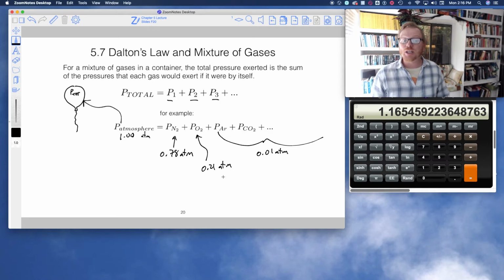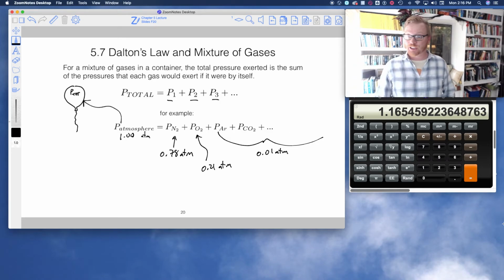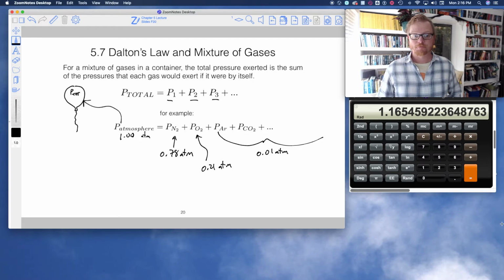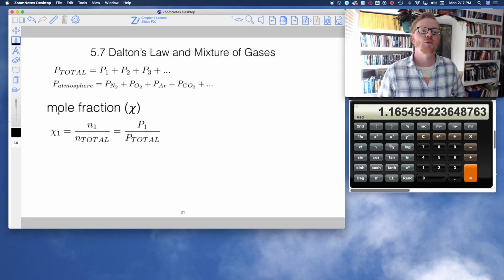And this is actually where you get the average molar mass of air, from the fact that about 0.78 is nitrogen, about 0.21 is oxygen, and about 0.01 is all this other stuff. And so there becomes a really easy way to use these numbers in calculations. And that's called the mole fraction.